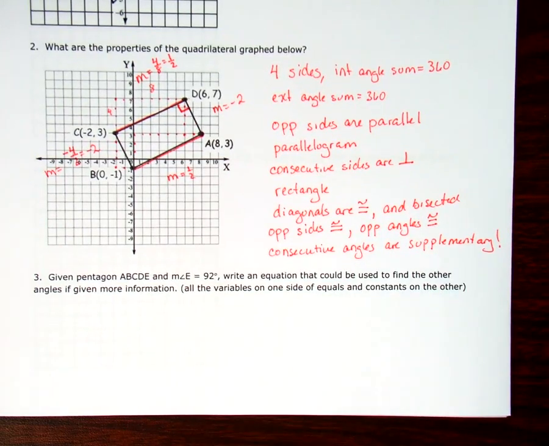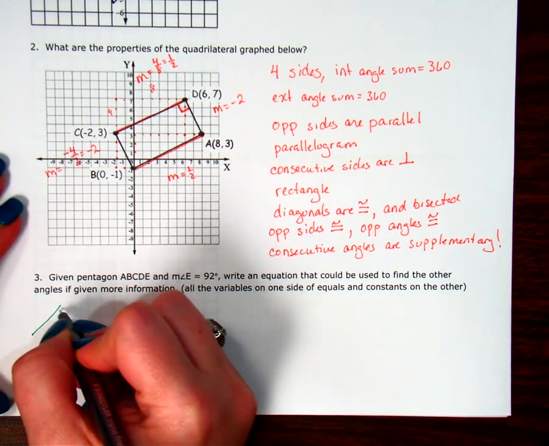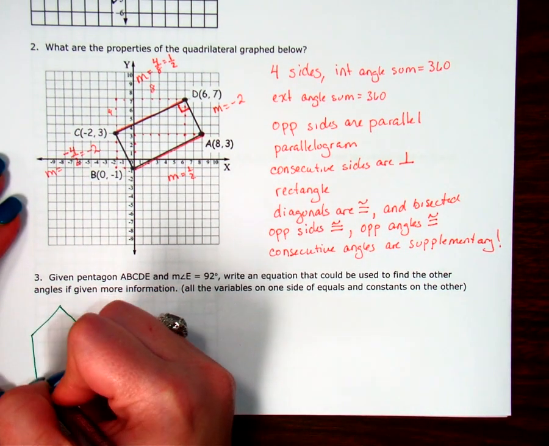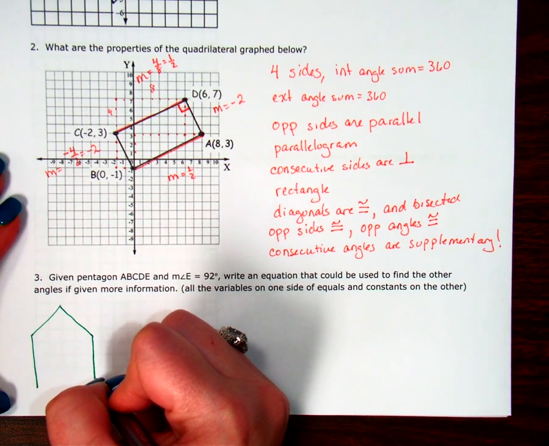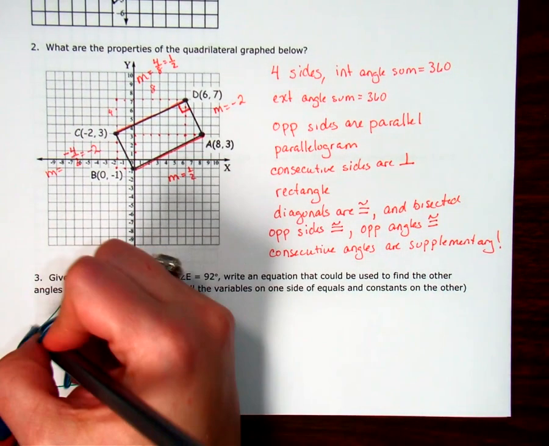Given pentagon ABCDE and the measure of angle E equals 92 degrees, write an equation that could be used to find the other angles if I was given more information. What I'm looking for is all my variables are going to be on one side of the equals, and the constants, meaning just plain numbers without any letters, are going to be on the other. Okay? If I have a pentagon, and it doesn't tell me if it's regular, so for all I know it kind of looks like a house or whatever. It doesn't tell me what kind of pentagon it is. But I do know it's A, B, C, D, E.